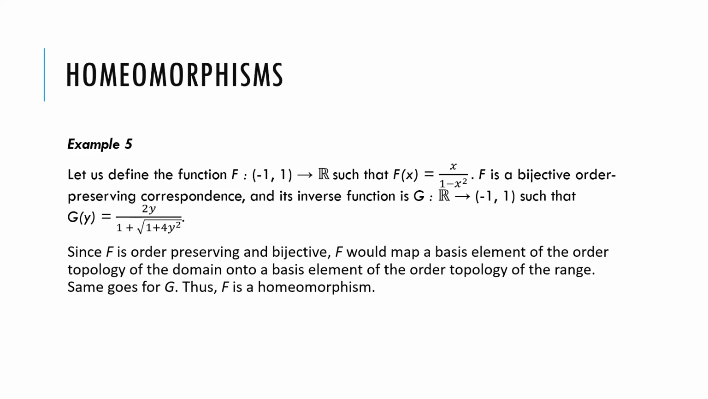And since f is order preserving and bijective, f would map a basis element of the order topology of the domain onto a basis element of the order topology of the range. And the same goes for g, and thus f would be a homeomorphism.